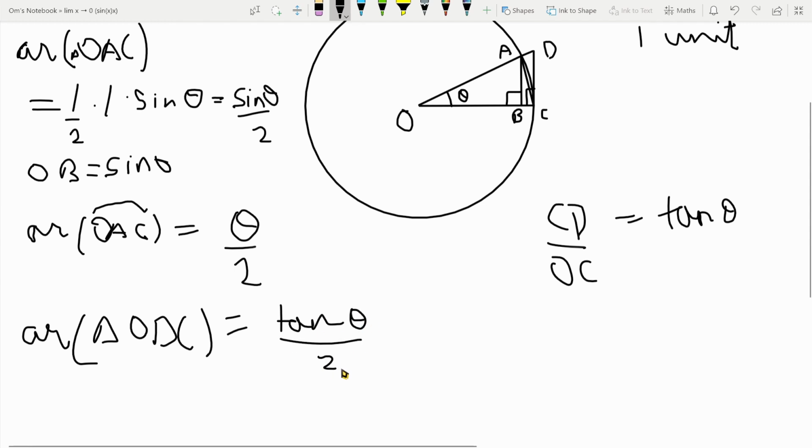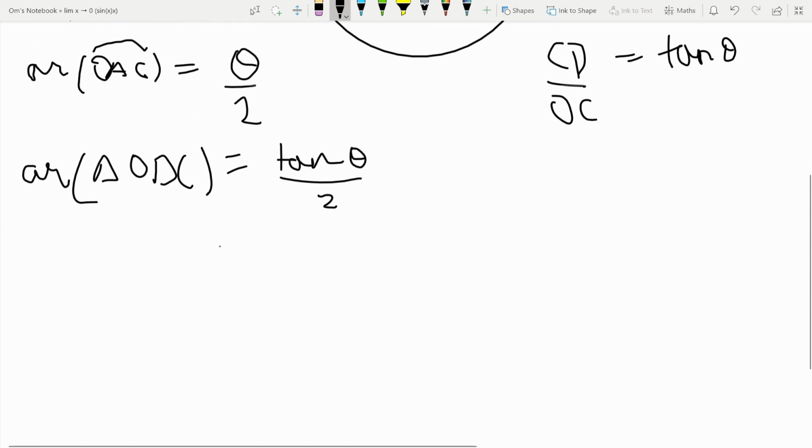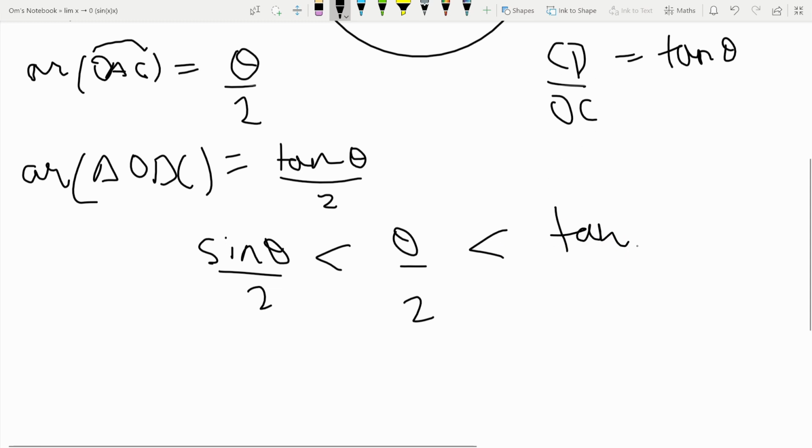Alright. Now what we want to do next is to find a relation between these three areas. Now by simply looking at the figure, you can clearly see that the area of triangle OAC is lesser than the area of arc OAC, which is lesser than the area of triangle ODC. So that's what we'll write next. We can say sine theta by 2. Remember, this is sine theta by 2, not sine of theta by 2. Is lesser than theta by 2, and this again is lesser than tan theta by 2. Alright.